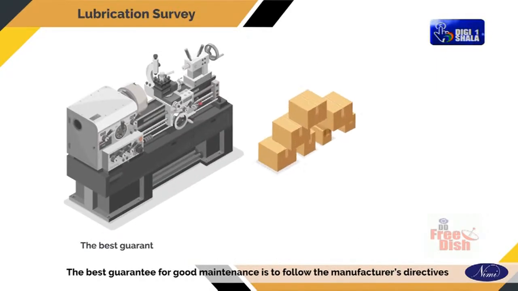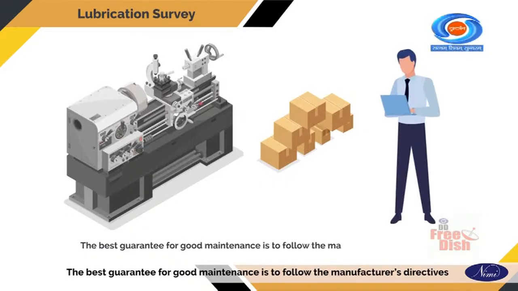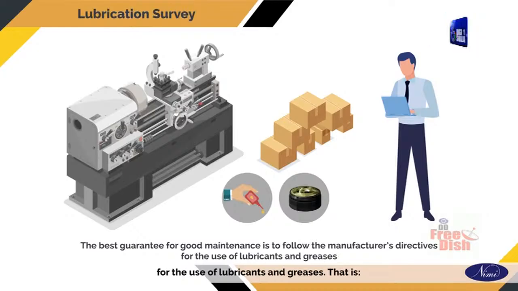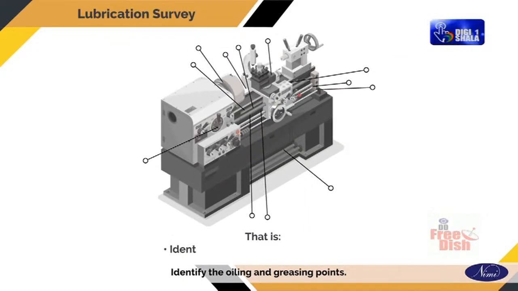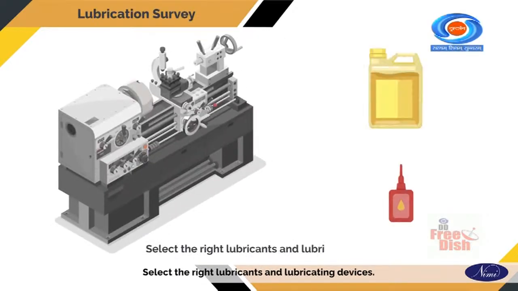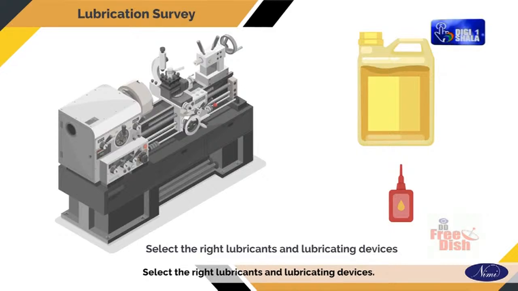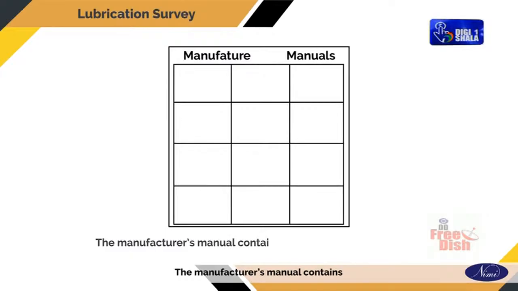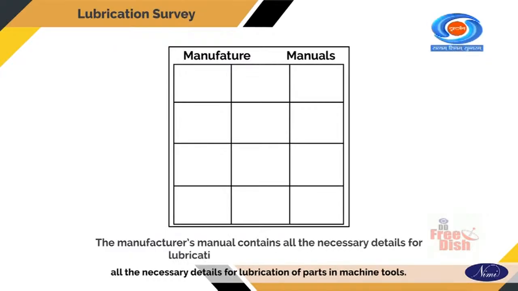The best guarantee for good maintenance is to follow the manufacturer's directives for the use of lubricants and greases. That is, identify the oiling and greasing points, select the right lubricants and lubricating devices, apply the lubricants. The manufacturer's manual contains all the necessary details for lubrication of parts in machine tools.